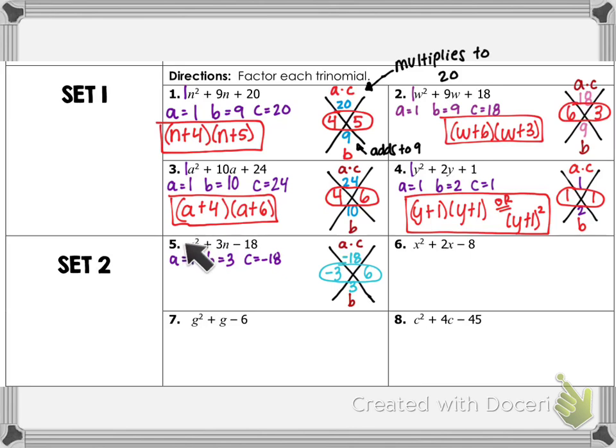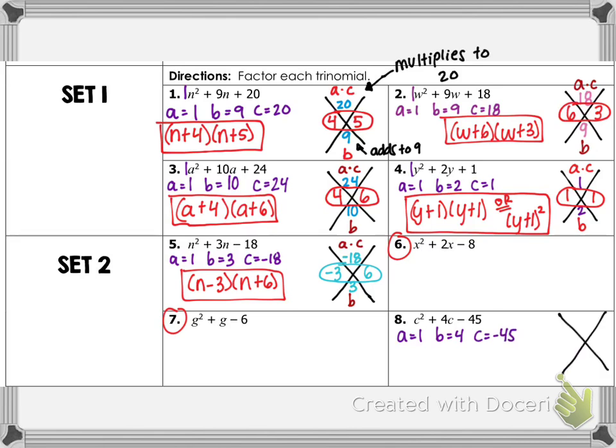Now we look back here and we say, okay, we started with an n, so n minus 3 times n plus 6. And that's your answer. Okay, try 6 and 7. And we'll do 8. So a is 1, b is 4, c is negative 45.